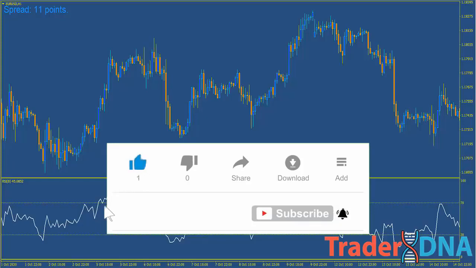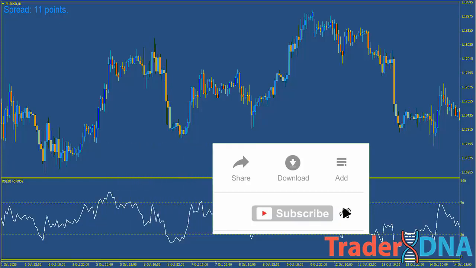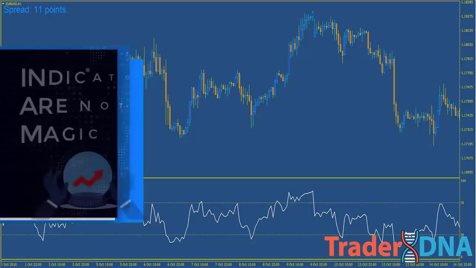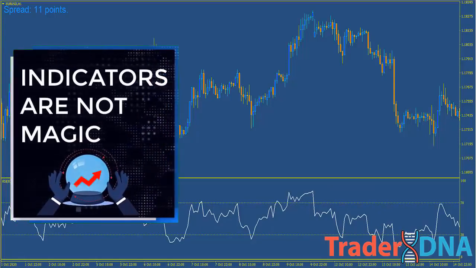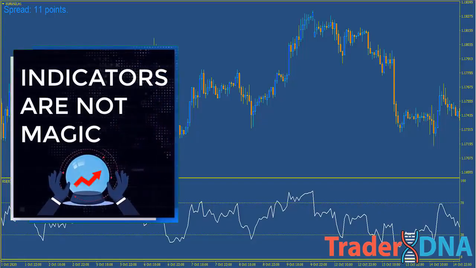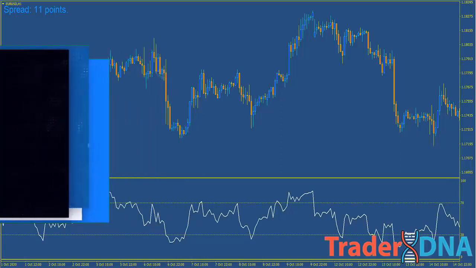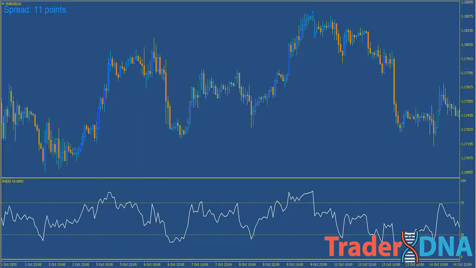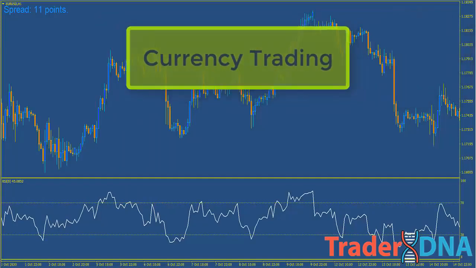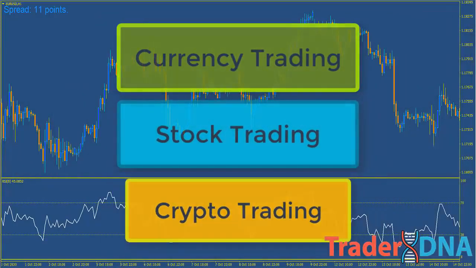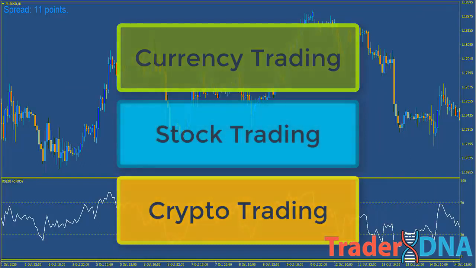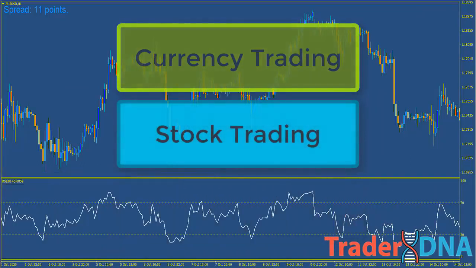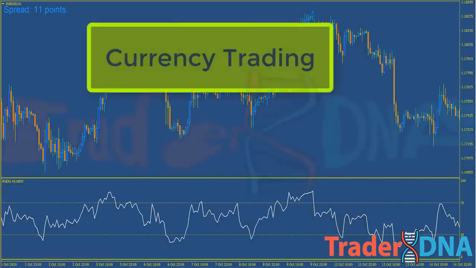So, two very important points before we start. First, indicators are not magic, and we never use indicators on their own for trade entries. We use indicators to support what we have already established with price action. And second, everything we discuss in this video can be used for currency trading, stock trading, and crypto, because price action stays relatively consistent across different assets, so we're going to go very in-depth in this video.